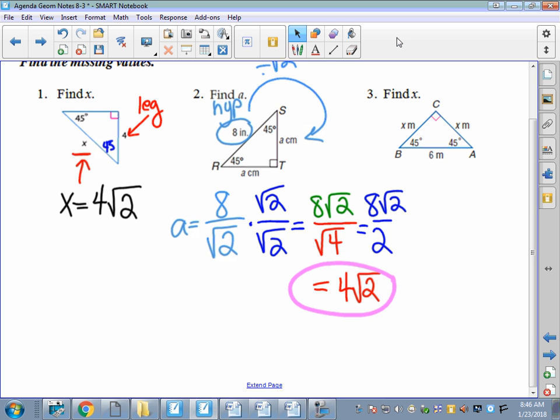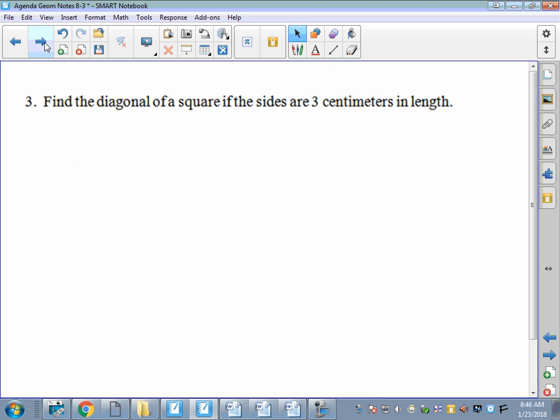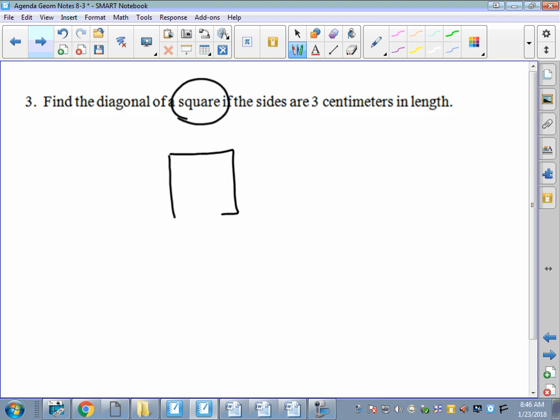Let's do a quick word problem so you can see what that looks like. It says to find the diagonal of a square if the sides are 3 centimeters in length. What am I going to always tell you to do if it's a word problem? Yes, you must draw a picture. So our shape that we're going to draw is a square. What do you know about squares? 4 sides are congruent. It says to find the diagonal if the sides are 3 centimeters. So all 4 sides are 3 centimeters. I'm going to draw in that diagonal with my x. That's what I'm looking for.